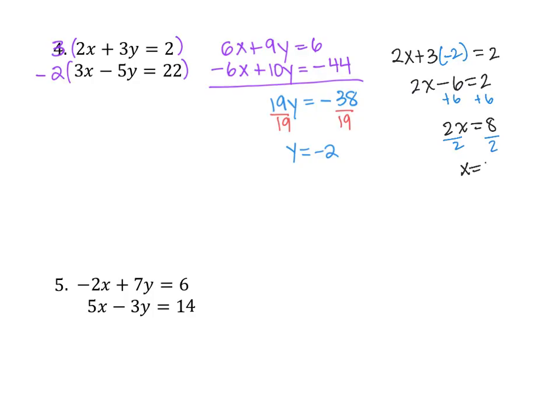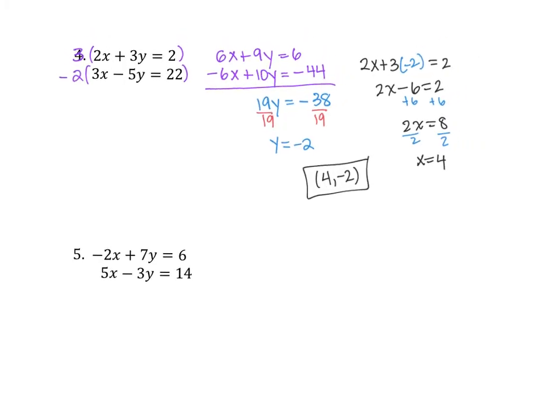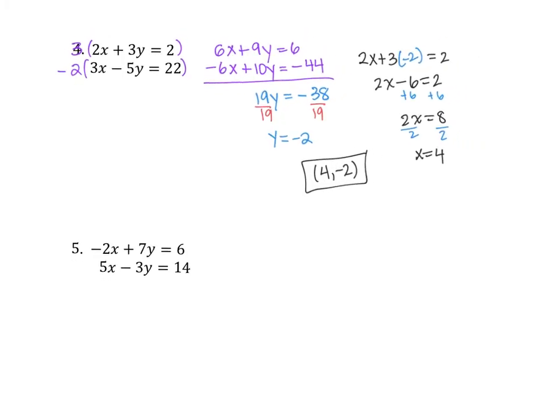I get x equals 4. So x is 4, y is negative 2. Okay, and if you used a different equation, we would still get the same result because it's the same system of equations. Okay, this is tough. We're going to do 2 more.